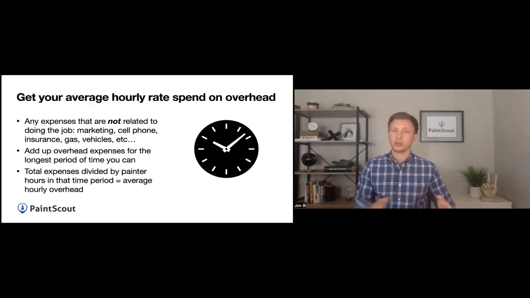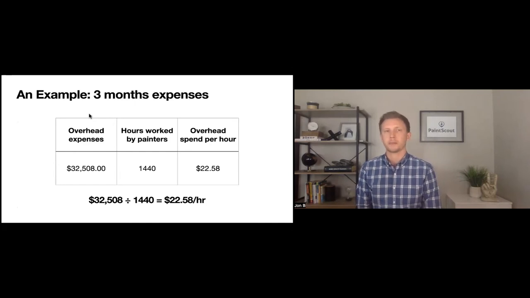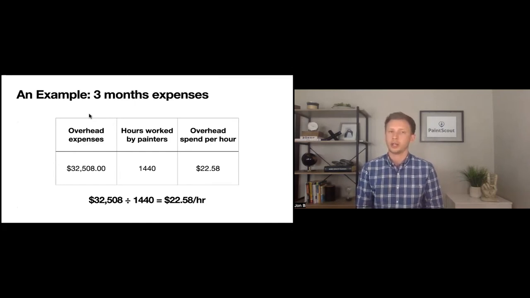But we're going to take those expenses, and we're going to divide that by the number of hours that painters worked on site over that period of time. Let's look at the example. So here's the 3 months of expenses for this company. Overhead expenses, they have $32,508. Hours worked by the painters were 1,440. That's full-time for 3 people. And that gives us an average overhead spend of $22.58 per hour for that 3-month period.